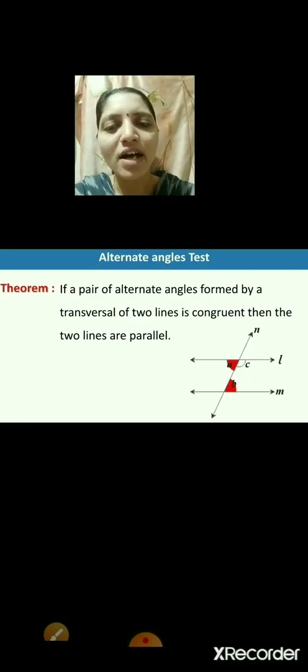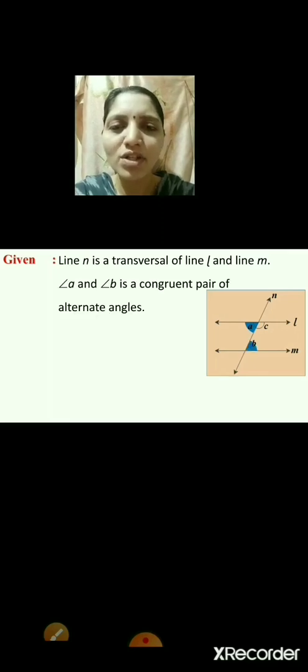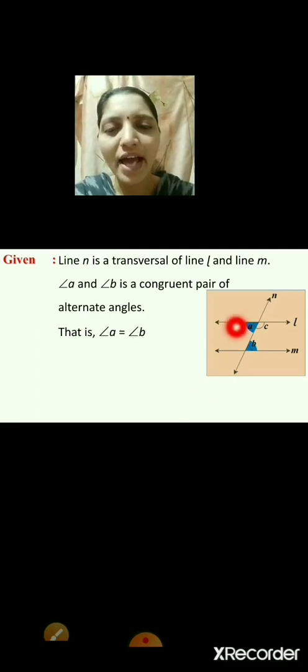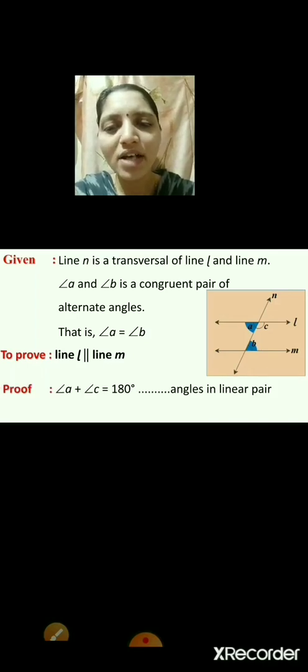So let's start writing it. Let's start with the given part. Line N is the transversal of line L and line M. Angle A and angle B is a congruent pair of alternate angles. That means angle A is equal to angle B. What you have to prove is line L is parallel to line M. Now let's start with the proof.